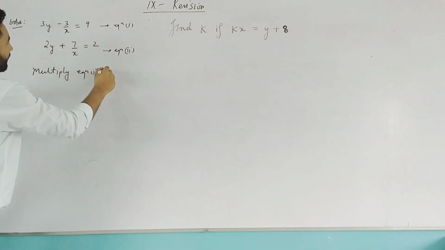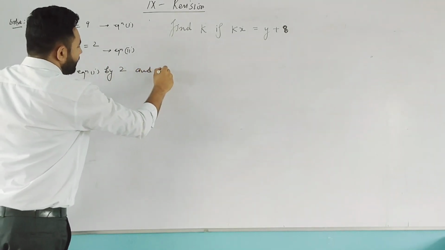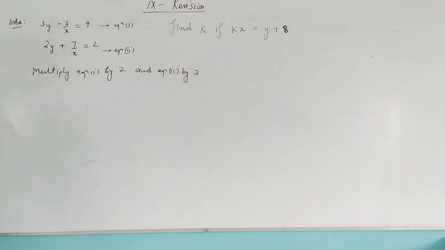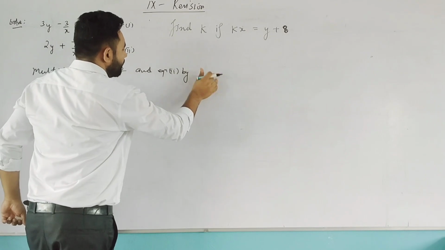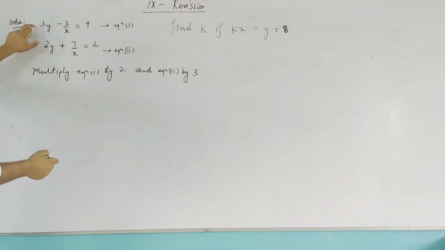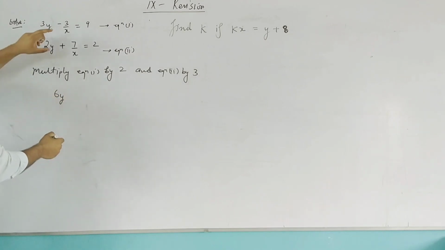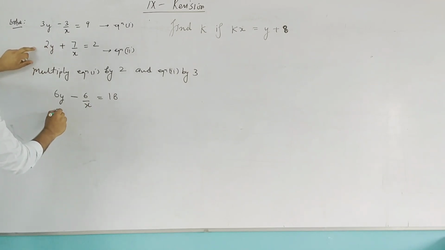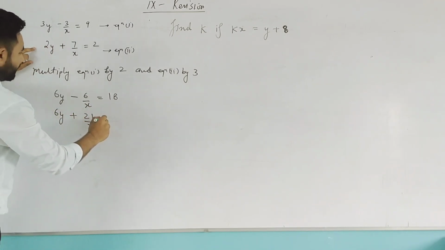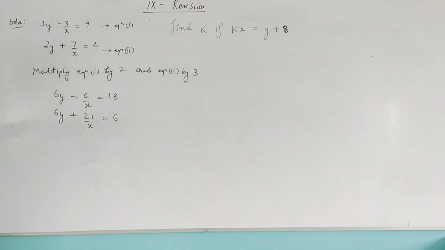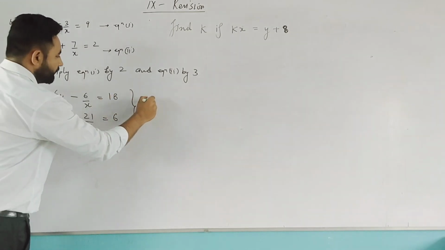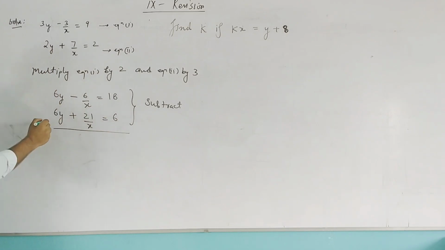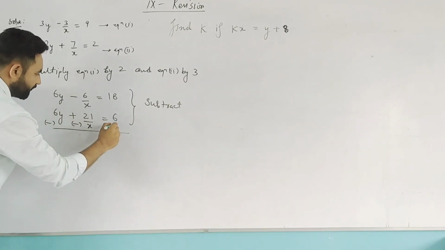For that, we will multiply equation 1 by 2 and equation 2 by 3. After that, we will use the elimination method here. When we multiply equation 1 by 2, we get 6y minus 6 by x equals 18. And equation 2 by 3 gives 6y plus 21 by x equals 6. After forming these two equations, we need to subtract, so we'll put a minus sign.